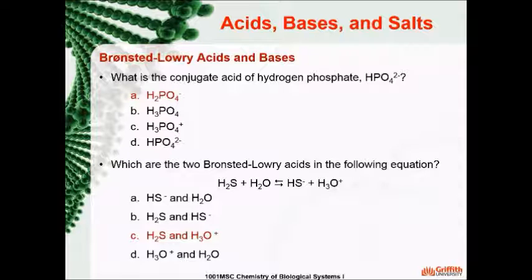So we are looking at one acid in the reactant side and the conjugate acid in the product side. H2S is the acid as it donated a proton to the water. Thus, water acted as a base in this case. The hydronium ion is the conjugate acid. So our two acids in this reaction are H2S and H3O plus.